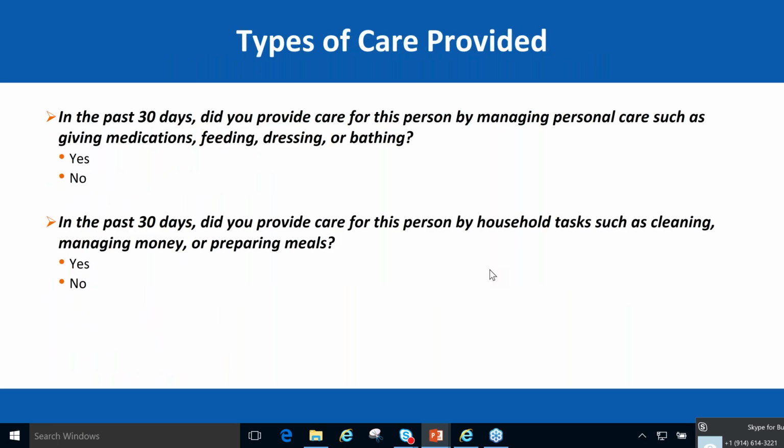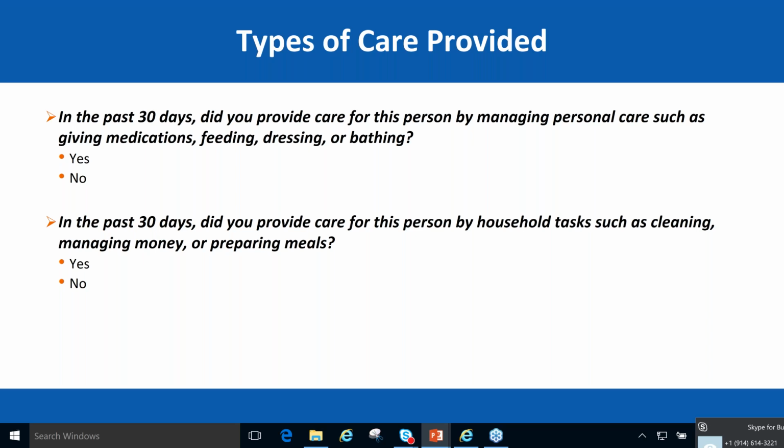And then we ask caregivers to report whether or not they provide specific categories of care. So the first one you could think of as activities of daily living kind of care, ADL type activities. So the question is, in the past 30 days, did you provide care for this person by managing personal care, such as giving medications, feeding, dressing, or bathing?